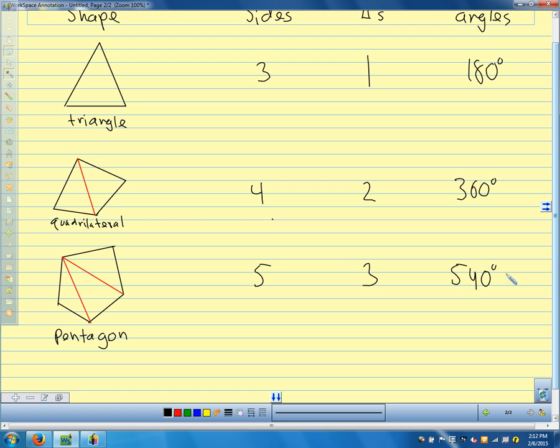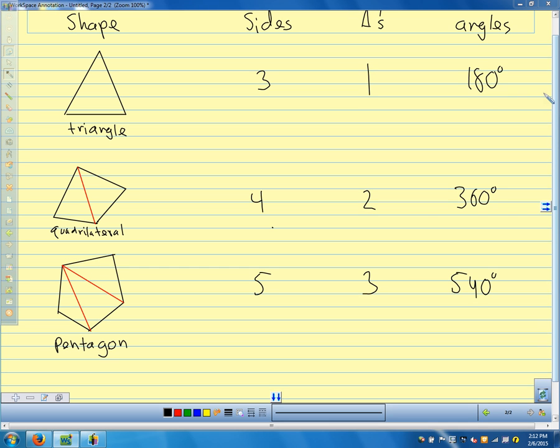All right, so let's see if we can see a pattern here. How are the number of sides related to the number of triangles? How do I get from the number of sides to the number of triangles? From 3 to 1, 4 to 2, 5 to 3. What am I doing there?